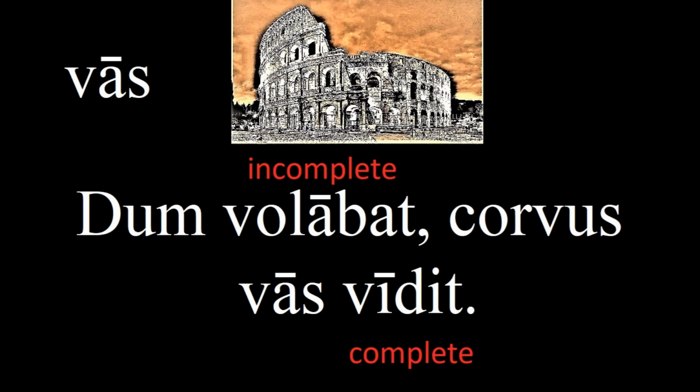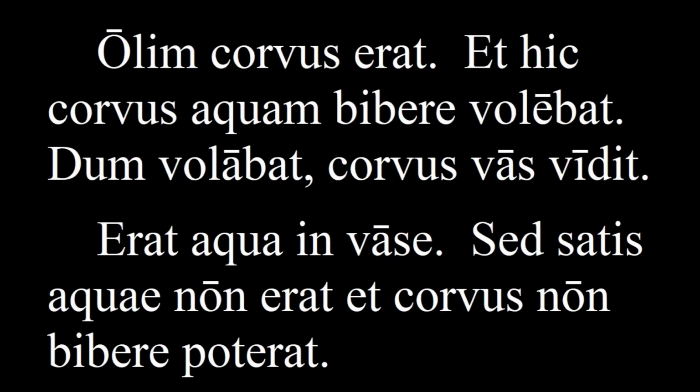We will see more of this construction later, but for now let's start the story, which is adapted from Aesop's Fables. Olim corvus erat, et hic corvus aquam bibere volebat. Dum volabat corvus vas vidit. Erat aqua in vase, sed satis aquae non erat, et corvus non bibere poterat.